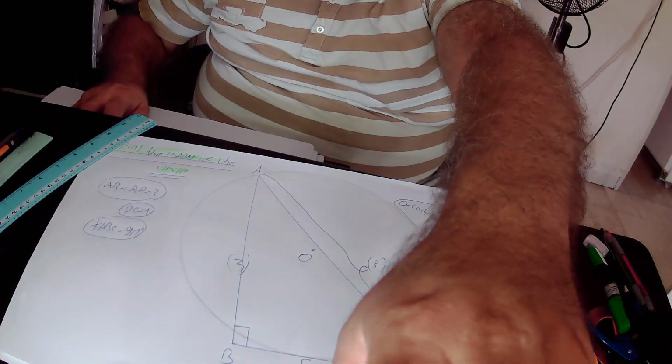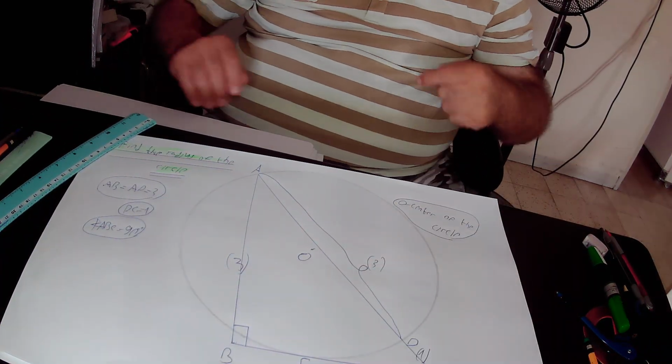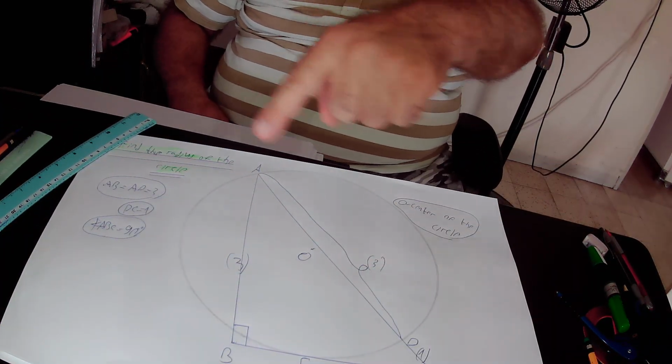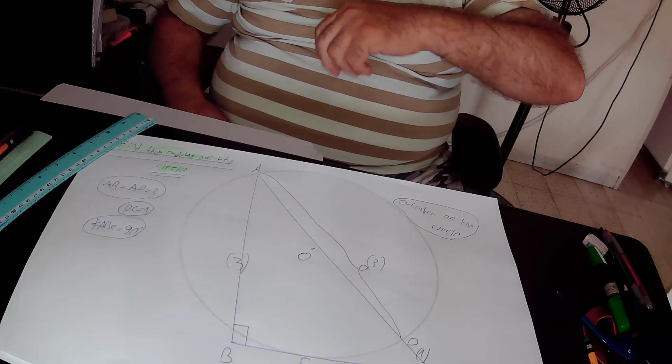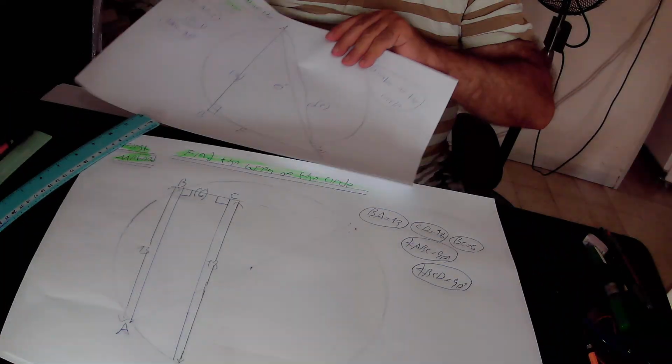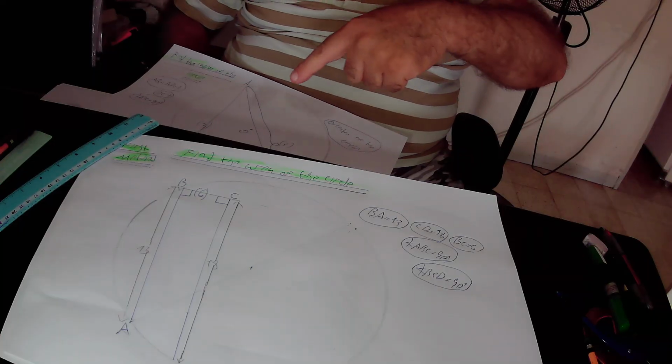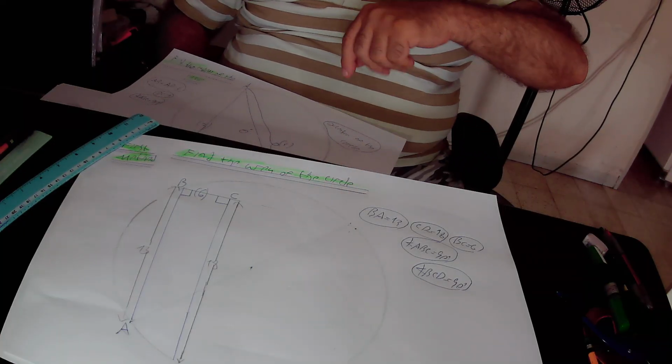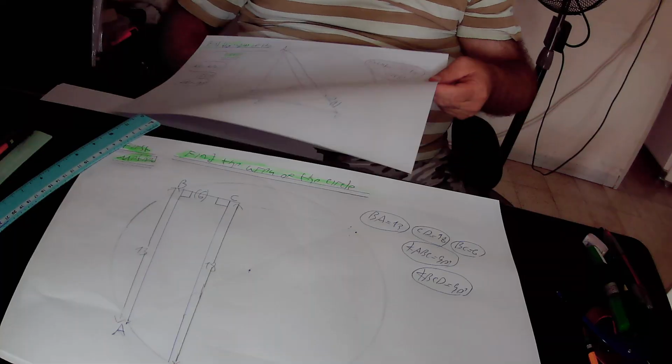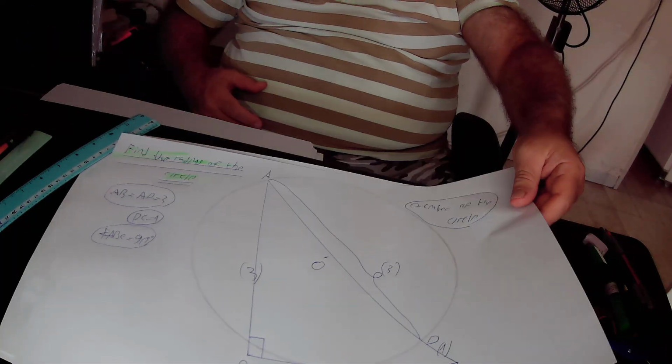And now in this lecture I'll answer two questions. The first question, we find out the radius of this circle, and the second question, we will find out the area of this circle using two different methods. So we start with the first question.